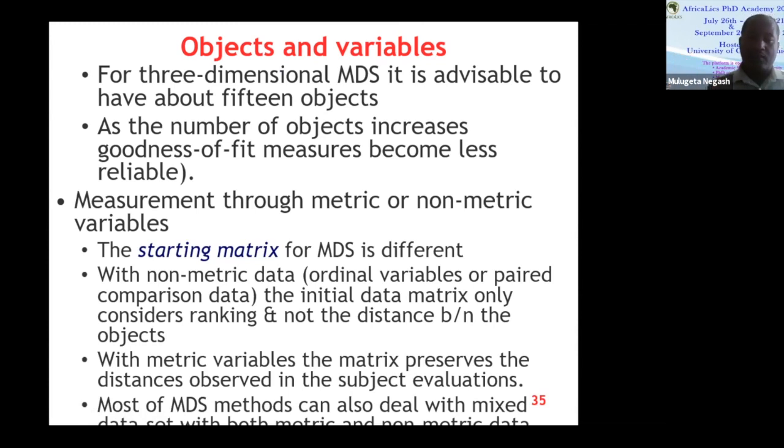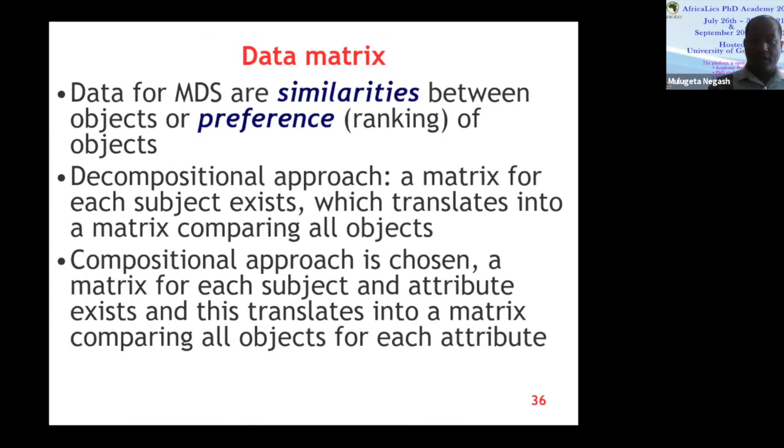Measurements are either metric or non-metric, and we have said the starting matrix for multidimensional scaling is different. With non-metric data, ordinal variables or paired comparison data, the initial data matrix only considers ranking. With metric variables, the matrix preserves the distance. Actually, we have discussed that data for multidimensional scaling are similarities between objects, or preference.